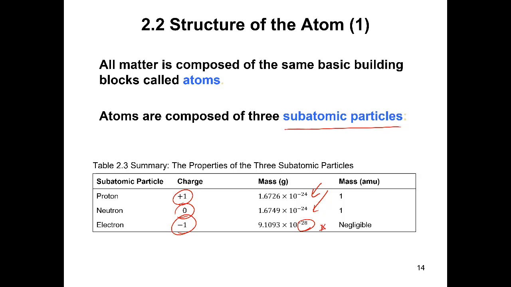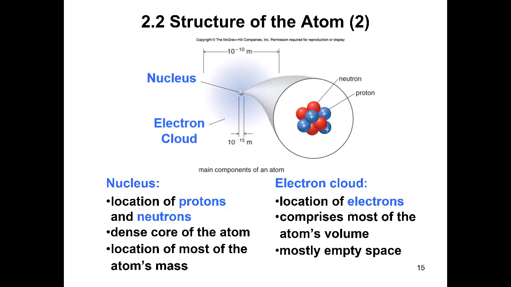And so what we say is in atomic mass units, since these are so close together, both of those have a mass of 1 AMU, or atomic mass unit, and electrons are very negligible unless you're doing some really high-end NASA stuff or something.